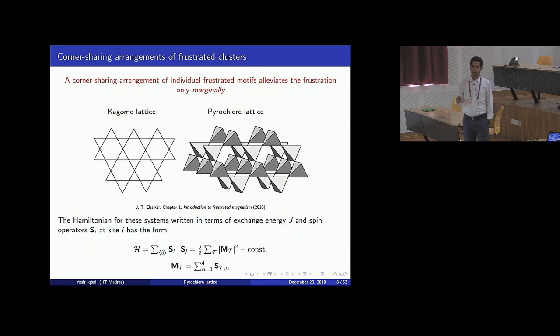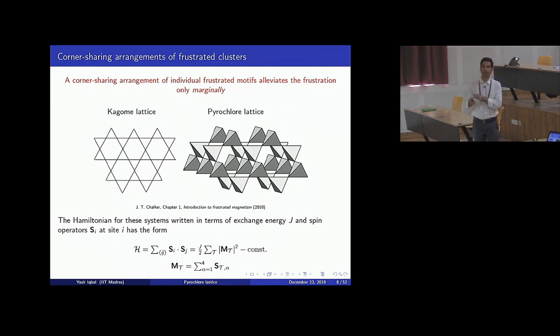So this corner sharing arrangement, as Arnab showed, is one way that, if you have an individual frustrated motif, suppose you have a triangle or a tetrahedron, then if you start joining them, there are two ways of joining them and making a cluster in the thermodynamic limit. One is to start connecting them by their vertices. If you do that, either for the triangles or for the tetrahedra, you only alleviate the frustration marginally. Whereas if you start joining them by their edges, you alleviate frustration much more strongly.